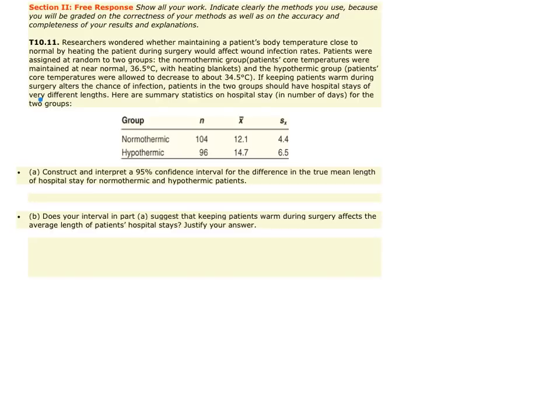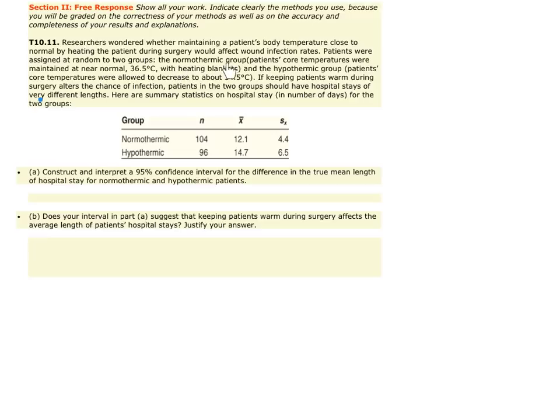On to the free response. Question 10 or 11. Researchers wondered whether maintaining a patient's body temperature close to normal by heating the patient during surgery would affect wound infection rates. Patients were assigned at random to two groups.